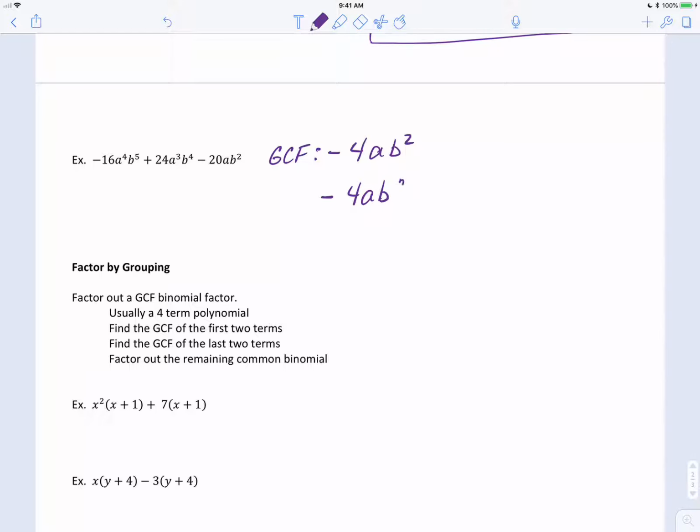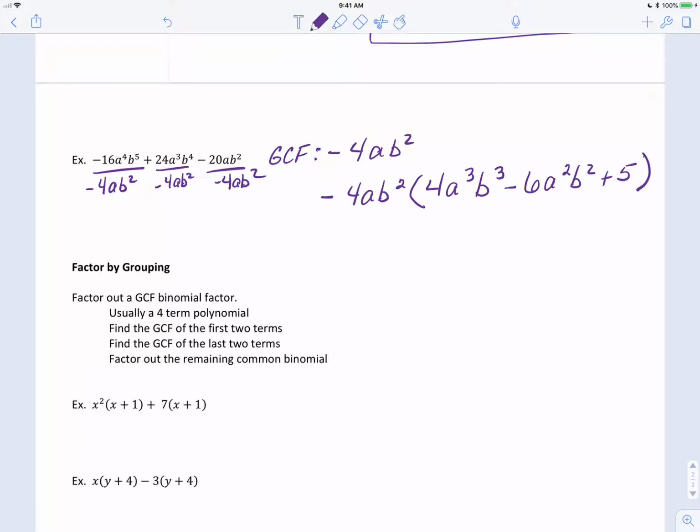So this is what I got as the GCF. And if I go divide this out of every term, I'm going to get that. So hopefully you got the same answer on that when you tried that one on your own.